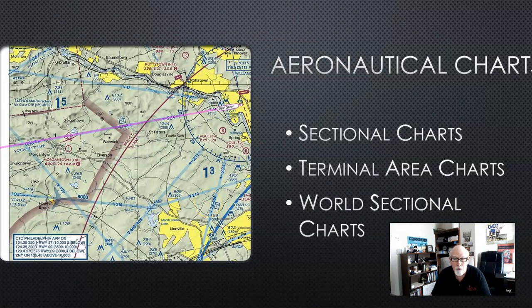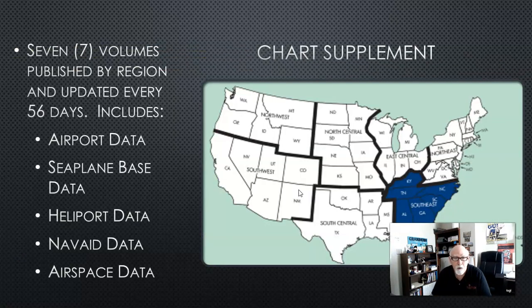Again, your aeronautical charts, your sectional charts, your terminal area charts, world sectional charts, we covered those in the last section. Information that you can't put on charts is contained in a supplement. There are 7 volumes published by region and updated every 56 days.